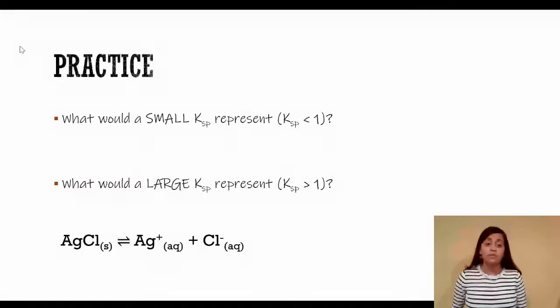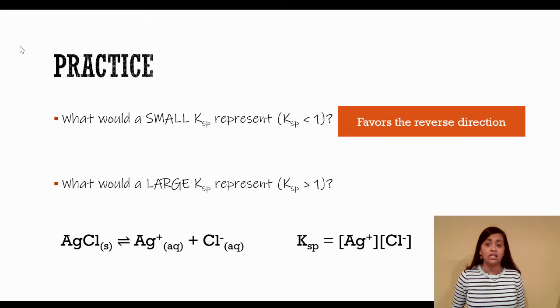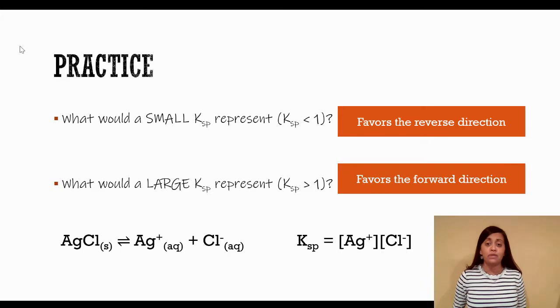So we're thinking about this equation that we had from before: AgCl solid is in equilibrium with Ag plus and Cl minus. We know that its Ksp value is Ag plus times Cl minus. If we have a small Ksp, it favors the reverse direction, meaning you're probably going to have more AgCl and more of the reactants. If we have a large Ksp, on the other hand, that means that we favor the forward direction. That means we have more product.